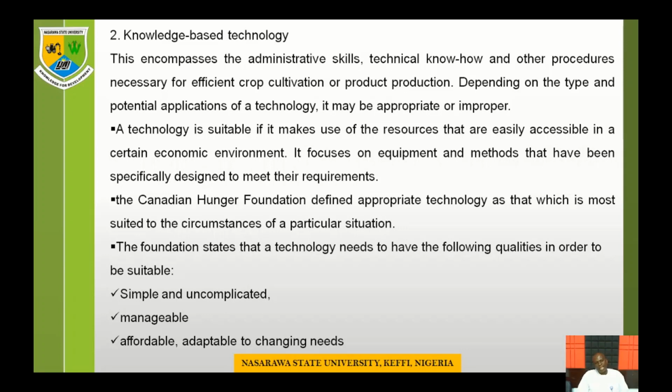So we said the Canadian Hunger Foundation defines appropriate technology as that which is more suited to the circumstances of a particular situation. Yes, because if it is not suitable for that circumstance, to those people that technology is being deployed to at that particular time, it is not useful to them. So the foundation states that the technology needs to have the following qualities in order to be suitable.